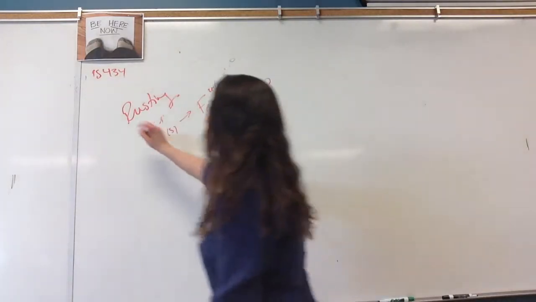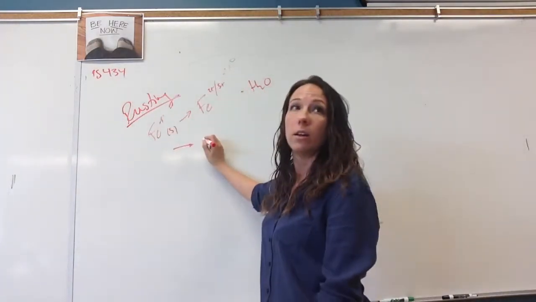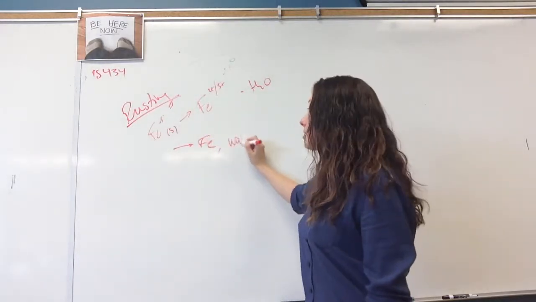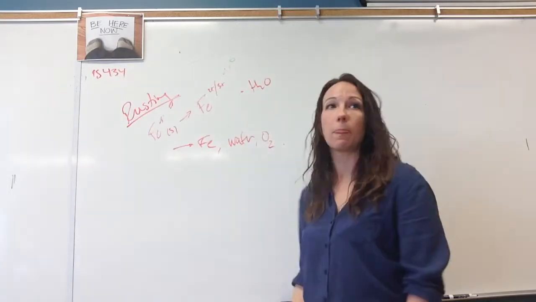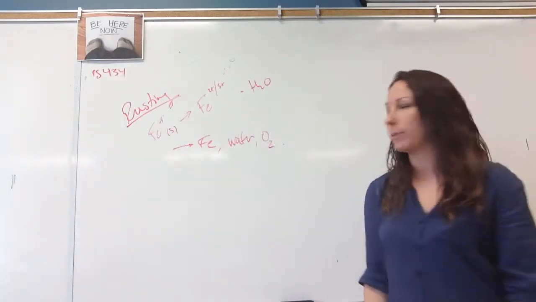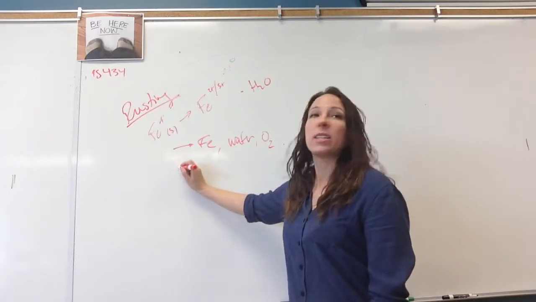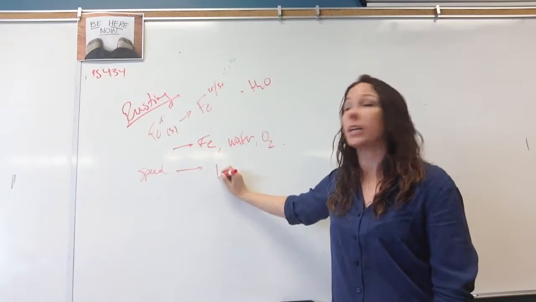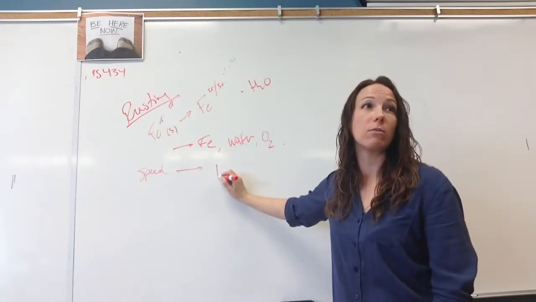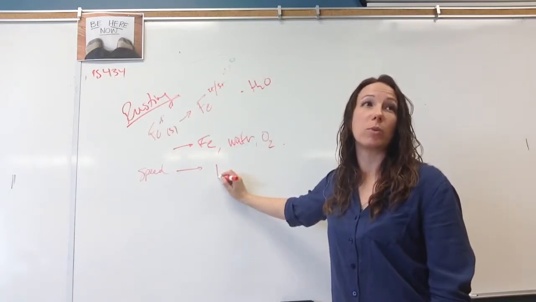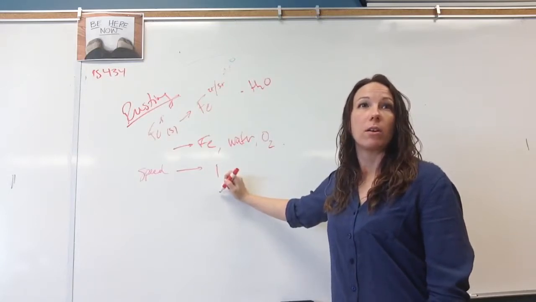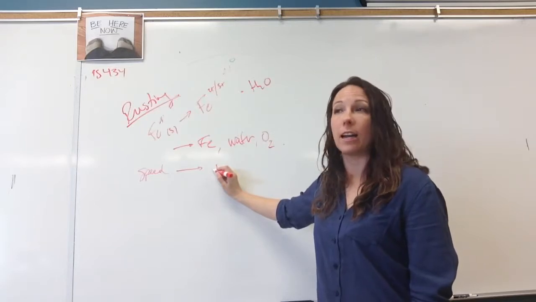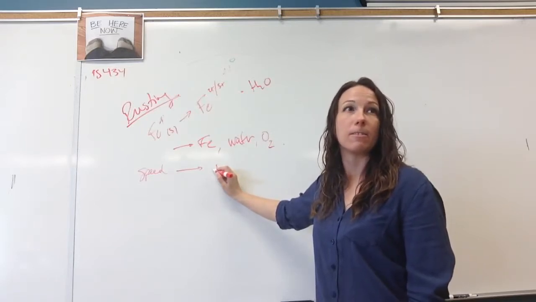We need a few things for rusting. What do we need? We need iron. What else do we need? Water and oxygen. So these three things are needed for rusting to happen. What things speed it up? Heat? Nope. Good guess though, because heat usually does speed things up. Catalyst? What catalyst? What catalyzes rusting? Salt.